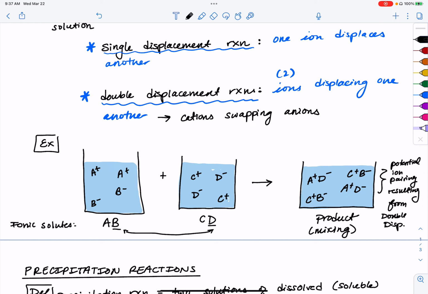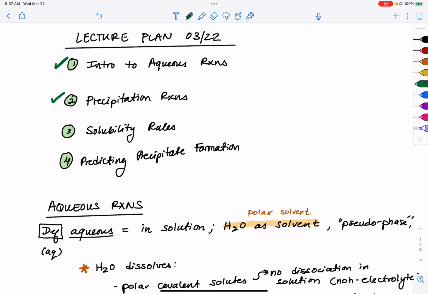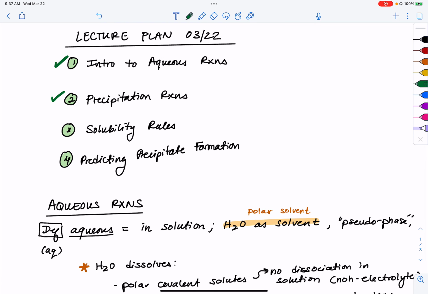So, how is it that we can identify or know when a precipitate is going to be formed? We are going to utilize in our next lecture video something called the solubility rules, which is going to allow us to predict if a particular ionic coupling results in the formation of a solid ionic product, which we call the precipitate. So, up next, the solubility rules.